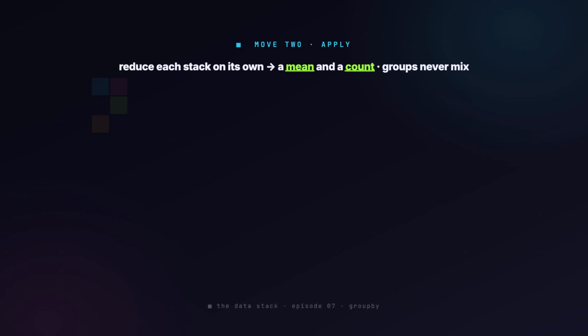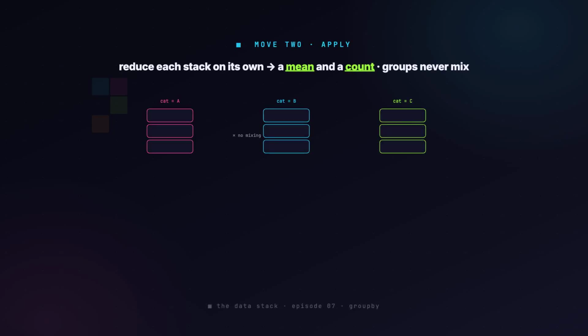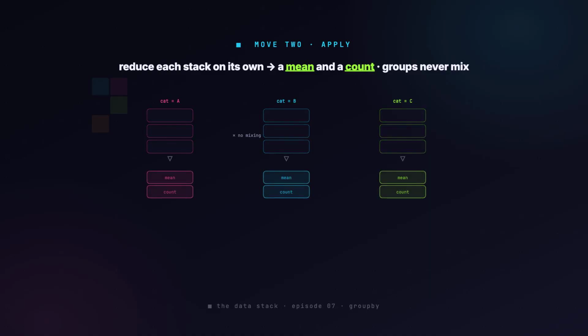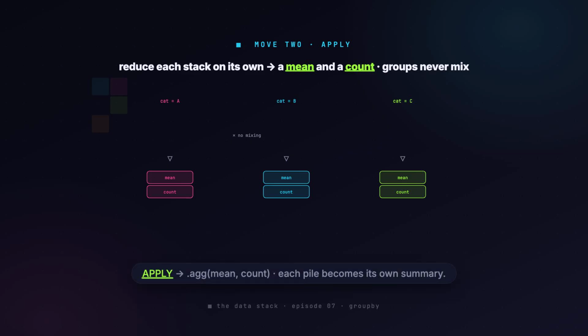Now apply. Take each stack on its own and reduce it to a number. Mean for the average, count for the size. The A stack collapses to 1 mean and 1 count. So does B. So does C. 3 independent piles become 3 little summaries. The apply step never mixes groups together.